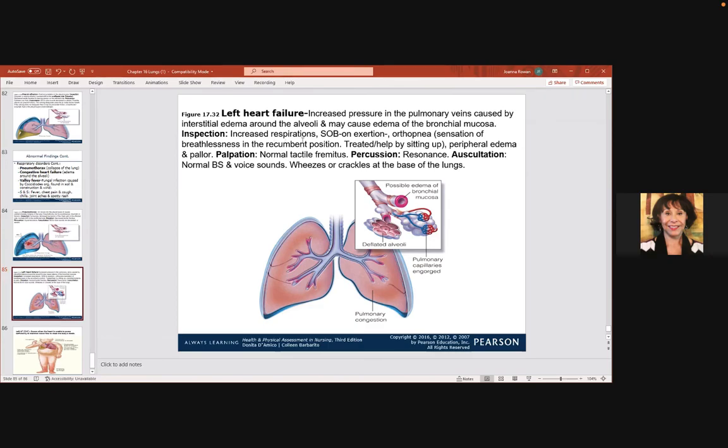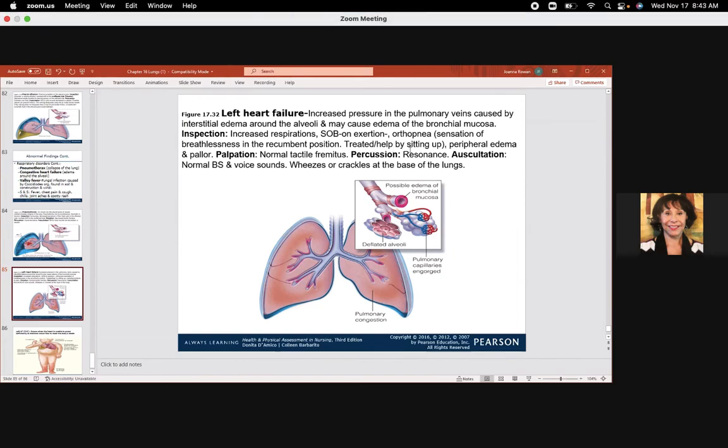On inspection, there is increased respirations, shortness of breath on exertion, and orthopnea, a sensation of breathlessness in the recumbent position. That's what orthopnea means, and it is helped by the patient sitting up. Peripheral edema is found, as well as pallor; the skin is pale. On palpation, there is normal tactile fremitus. On percussion, resonance. On auscultation, normal breath sounds and voice sounds, with wheezes or crackles at the base of the lungs.